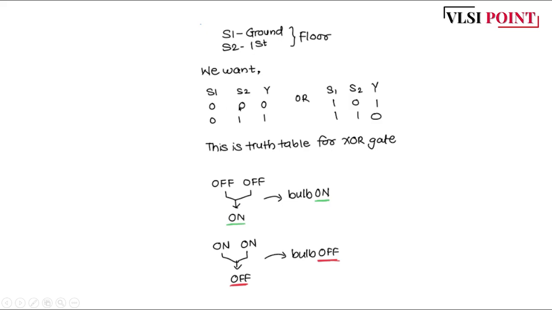So see, for 0 0 it is 0, 0 1 it is 1, 1 0 it is 1, 1 1 is 0. So whenever both the inputs are 0 or both the inputs are 1, that is if they are the same, it is giving output 0. So this is nothing but the truth table of the XOR gate. Okay, so as I mentioned here, if both are off, if you make one of them on, we have to change the bulb to on. If both are on, if you just make one off, the bulb should be off. Okay, so option C, this is nothing but the XOR gate.